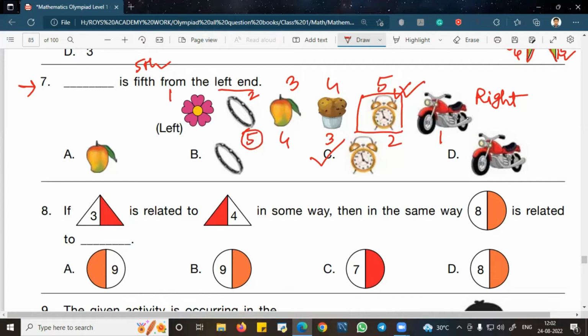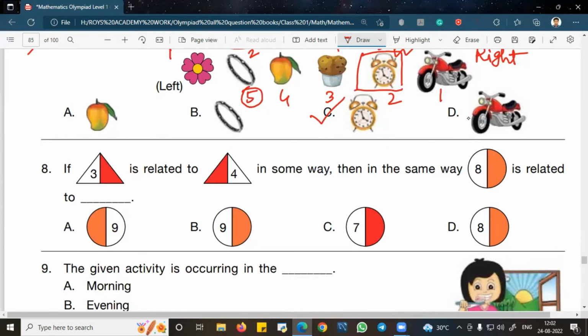Okay, dear student. So let's discuss the next question. Question number 8. What is it asking? If this figure is related to this figure in some way, then in this same way, this figure is related to which figure among these options? Okay, so you have to try that yourself, then I will help you. So let's start discussing which will be the right answer.